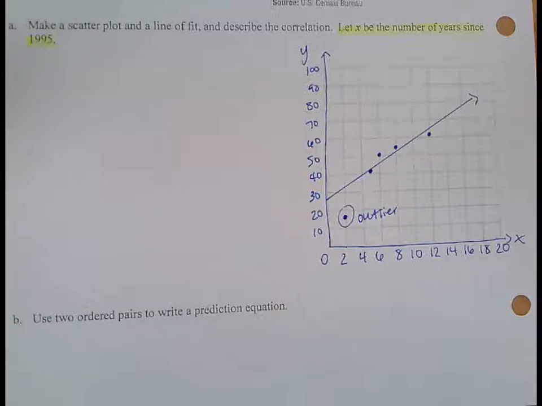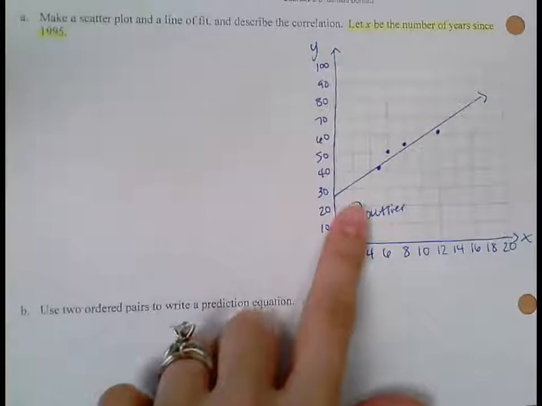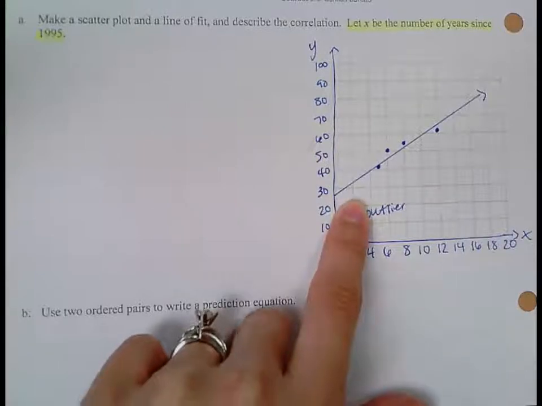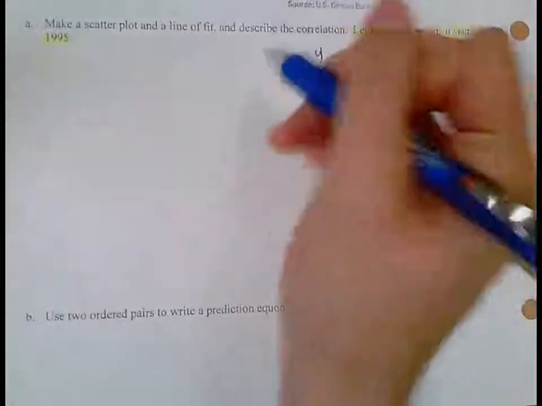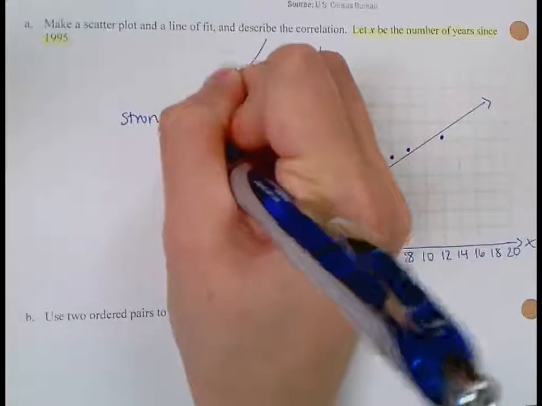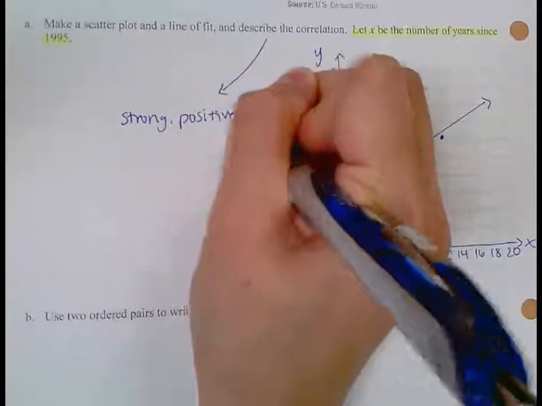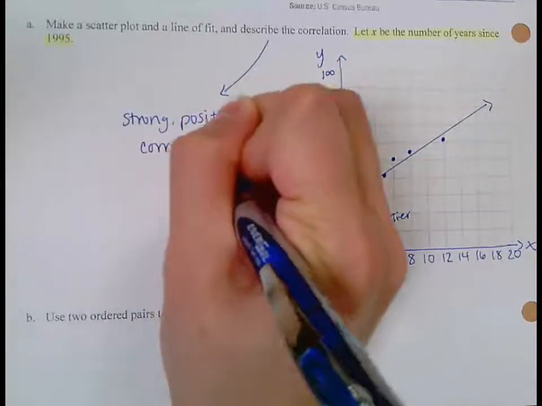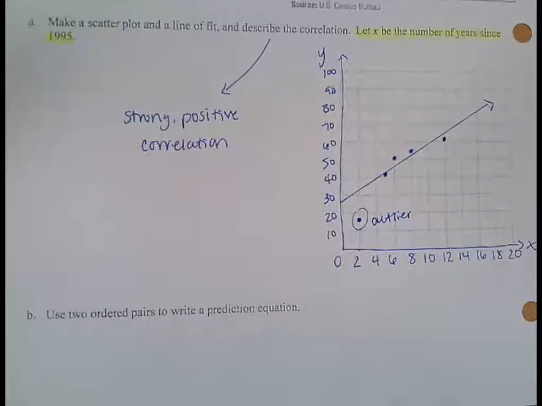And then to describe the correlation, would this be a positive or a negative correlation? Positive. And now when I'm thinking strong or weak, I don't pay attention to the outlier. So the other points, would you say this is strong or weak? I would say it's pretty strong. Those other points are pretty close to it. So for describing the correlation, you just need to say either strong or weak and then positive or negative, unless it's no correlation. So strong, positive correlation.